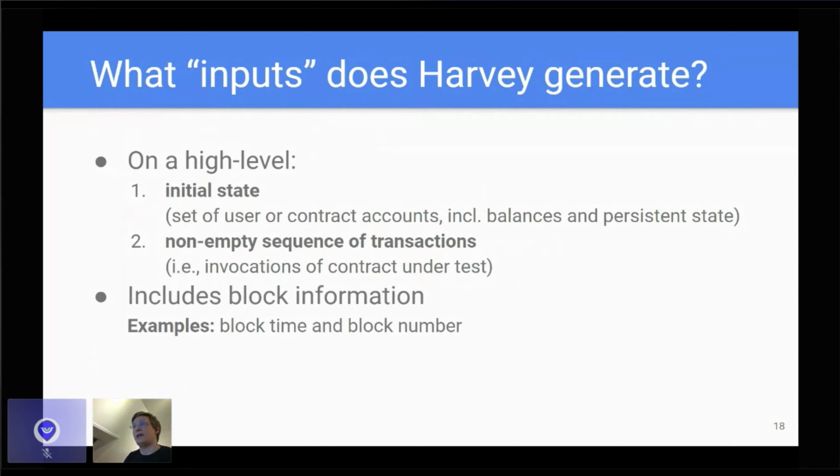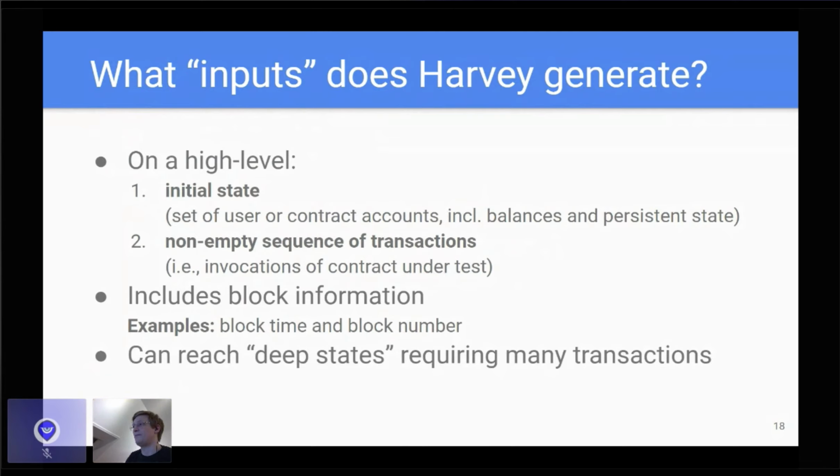Each such transaction also includes block information, for instance, block time and block numbers. That allows the fuzzer to move forward and backwards in time as it wants. And this is great for fuzzing systems that cover a long time span. If you're taking a loan for, I don't know, a month, then that's quite a long time, and the fuzzer can explore this very easily. It doesn't have to wait for a month. So that allows the fuzzer to reach fairly deep states of the contract that require many transactions to be sent.